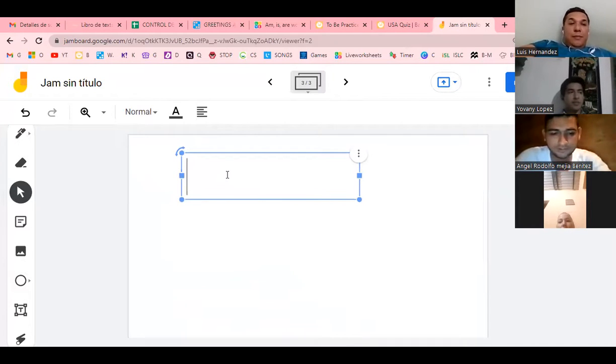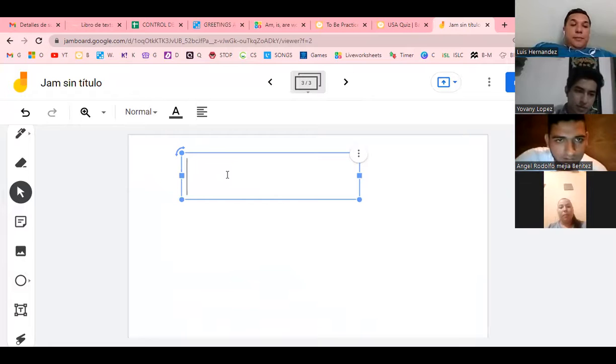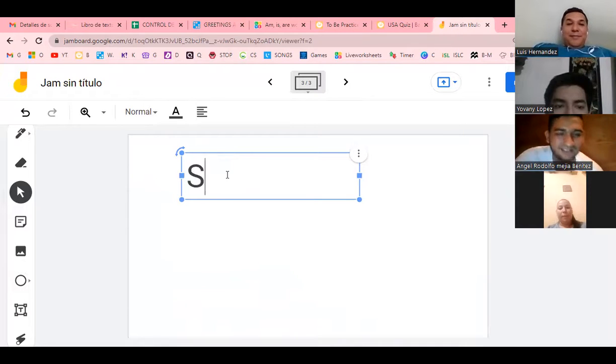What do we need first? ¿Qué es lo que necesitamos primero, everybody? Subject. Can you tell me one subject? ¿Me podrían decir un sujeto? Vamos a ver, let's see, 1, 2, 3. Raise your hand. She, vamos a escuchar primero she por ahí. Oh my goodness, she. ¿Cuál es el verbo to be para she? Yo veo a Ángel que quiere hablar. Dígame, Ángel. ¿Cuál es el verbo to be para she?